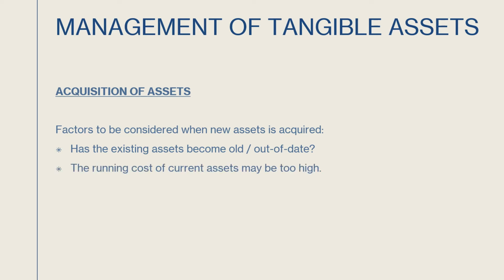Then you're going to look at the running costs of your current assets. As I said, as soon as your assets start becoming older, the maintenance cost increases. They start breaking down more often. They need to be fixed all the time. There's downtime in the factory because the machine is broken again. So you need to see what is the running cost of your current assets. How much money are you spending on these current assets just to keep them going?